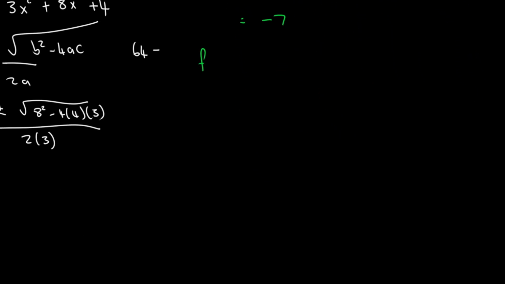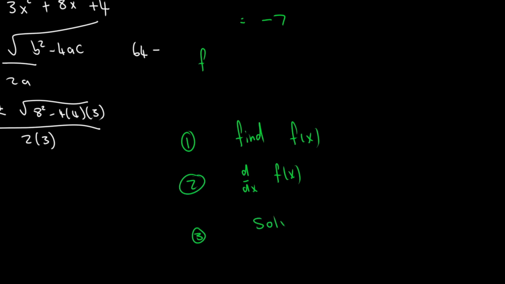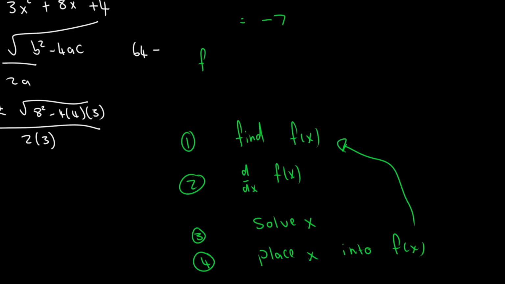Okay, so what did we just learn? Let's put the steps down here. Step 1: find f of x. Step 2: dy over dx, derive f of x. Step 3: solve for x. And then step 4: place x into f of x. That's all you do. This is how you find critical points.